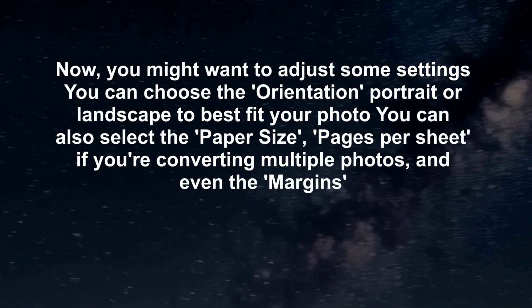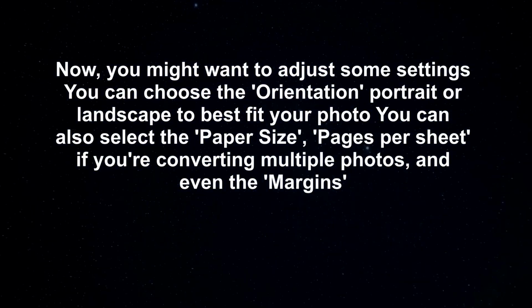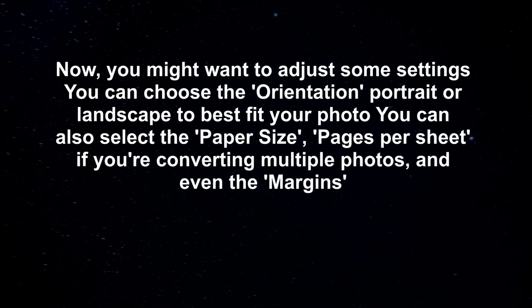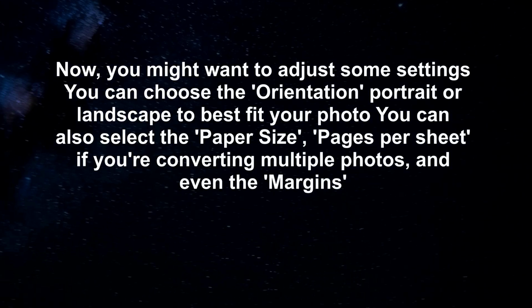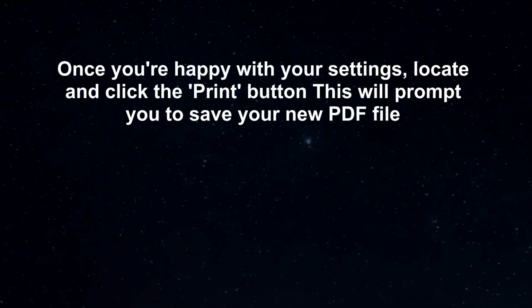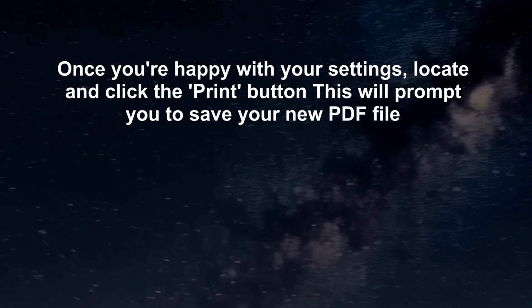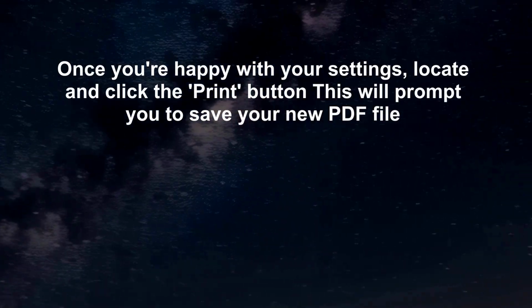You can choose the orientation, portrait or landscape, to best fit your photo. You can also select the paper size, pages per sheet if you're converting multiple photos, and even the margins. Once you're happy with your settings, locate and click the Print button. This will prompt you to save your new PDF file.